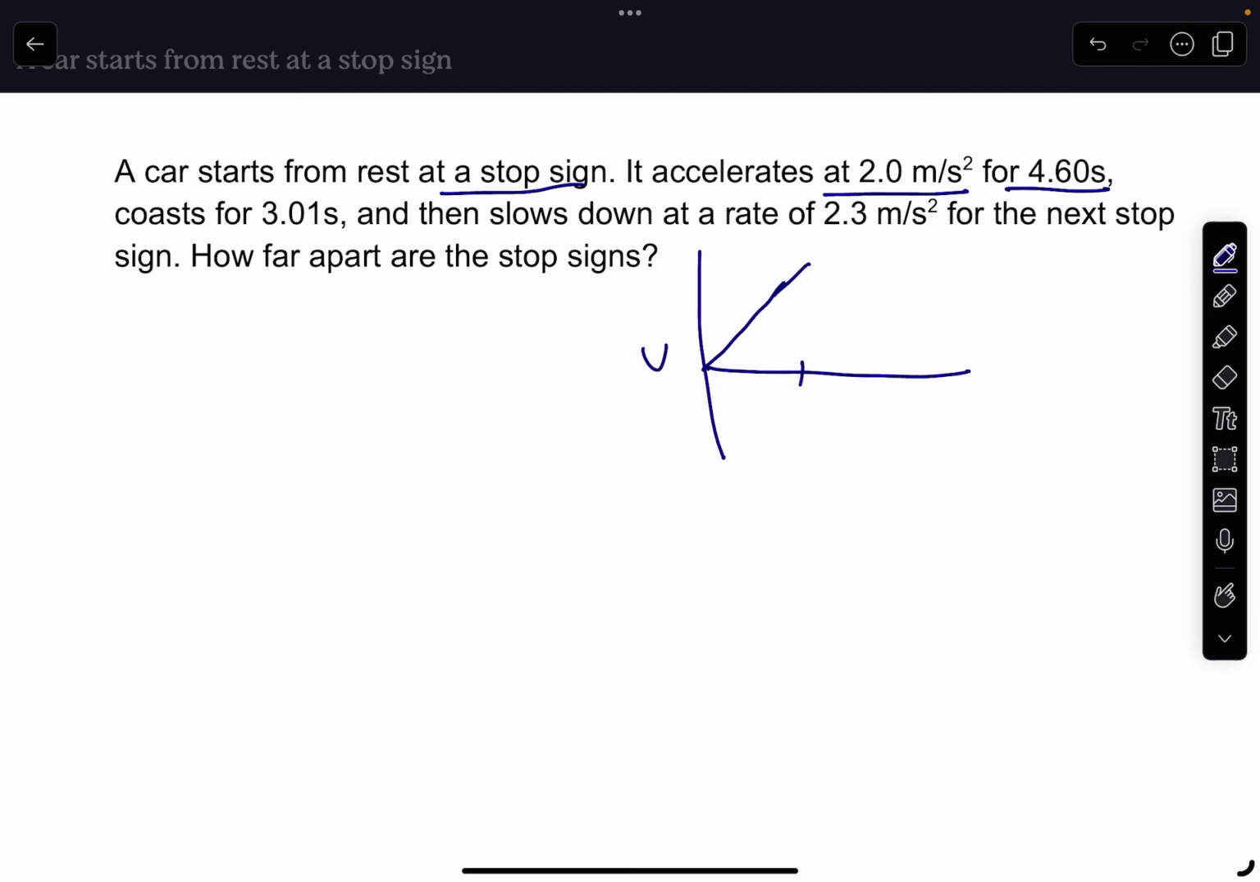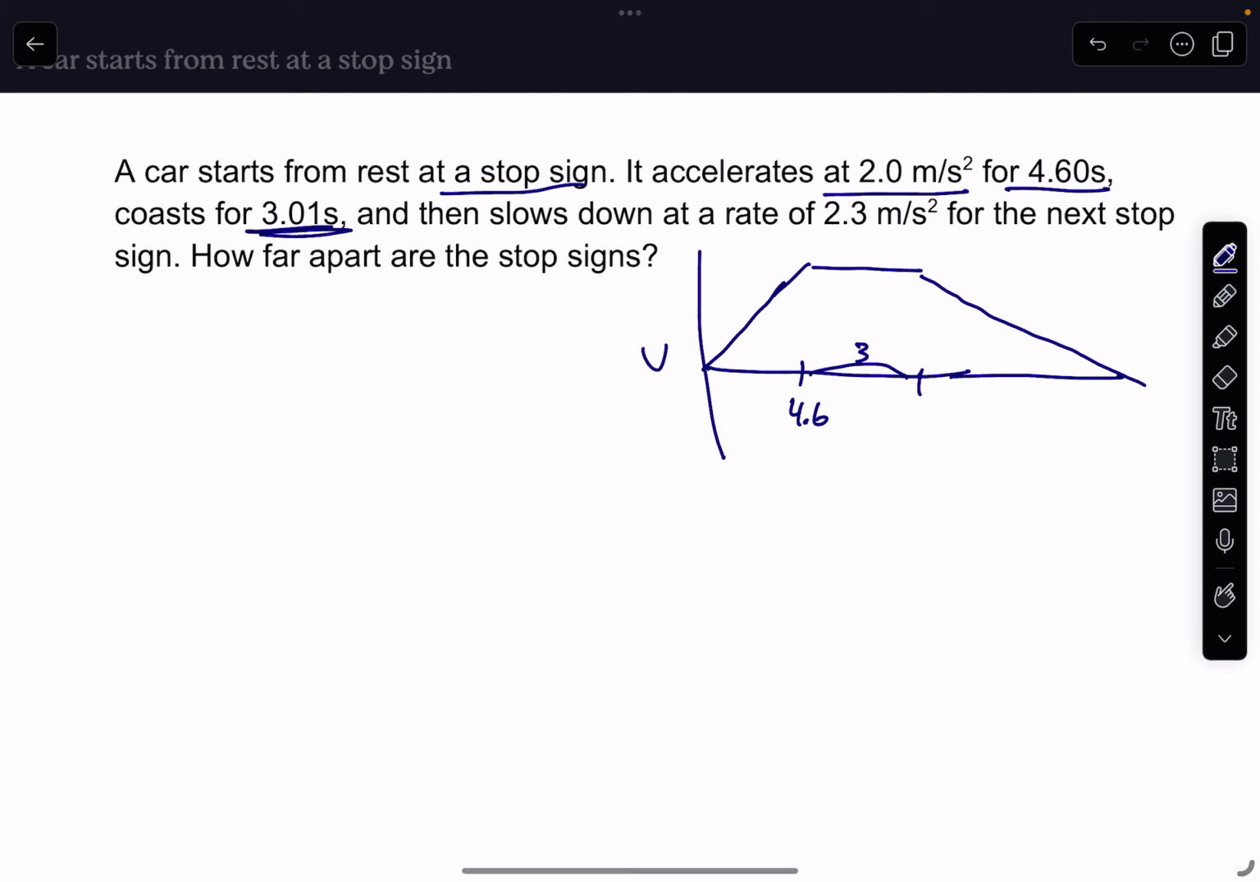So I'm going to see that's 4.6 right there. And then it coasts for 3 seconds. So that means he's going to have a constant velocity for 3 more seconds. So the gap here is 3 seconds. And then they're going to slow down to a stop.